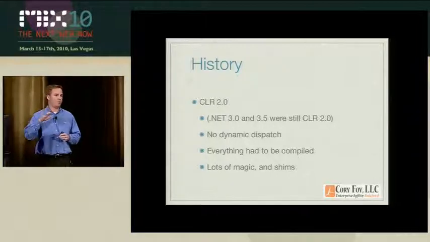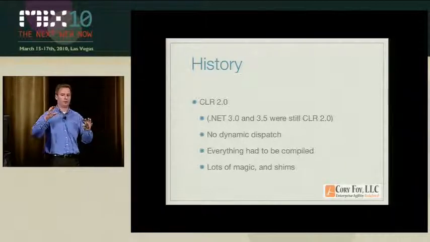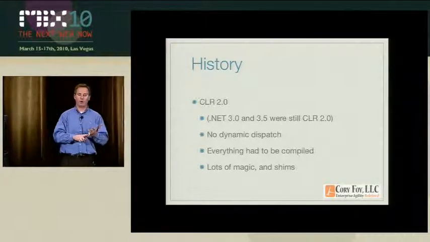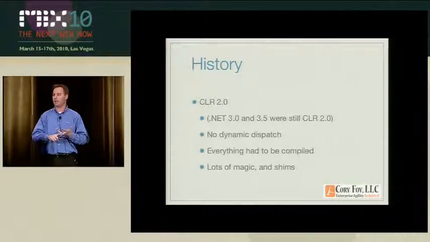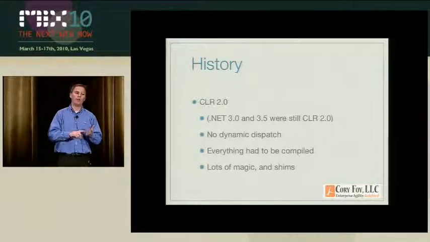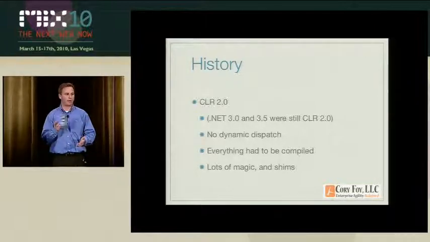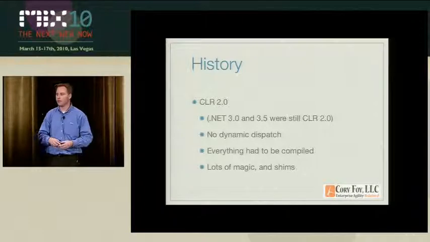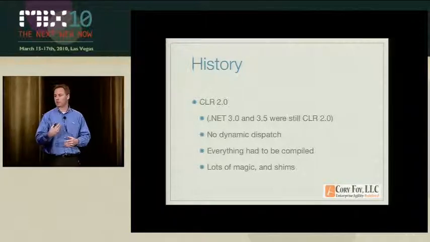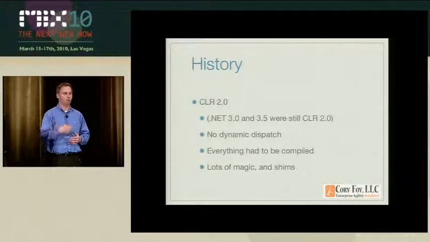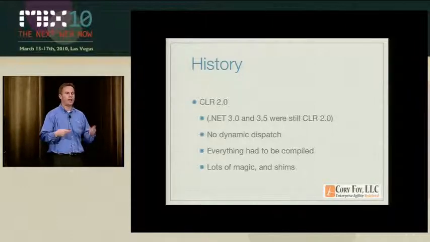So for those of you who get confused, there's CLR 1.1, CLR 2.0, and CLR 4.0. .NET 3.0 and 3.5 were base class libraries that were added on top of CLR 2.0. So there is a pretty fundamental difference coming in with .NET 4.0. We have a new runtime coming in as part of that. But in 2.0, everything had to be compiled.